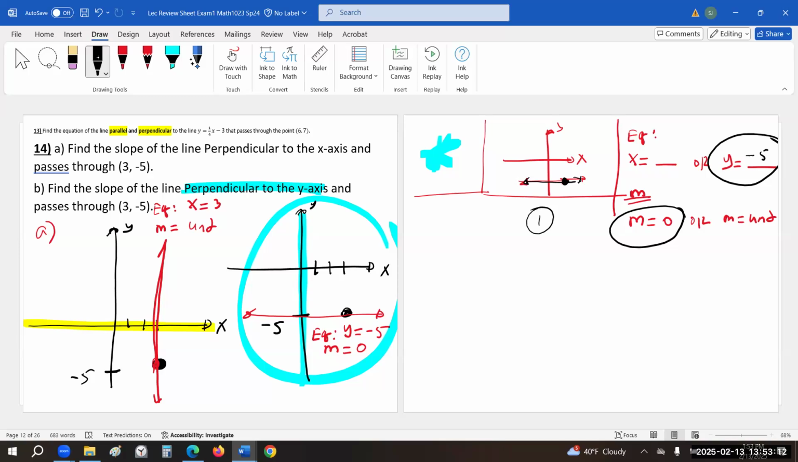So I made your life easier by giving you either X or Y, so if you forget to write your X and Y, at least you can see them there. And this type of equation has only two choices for slope: either a 0 slope or an undefined slope.